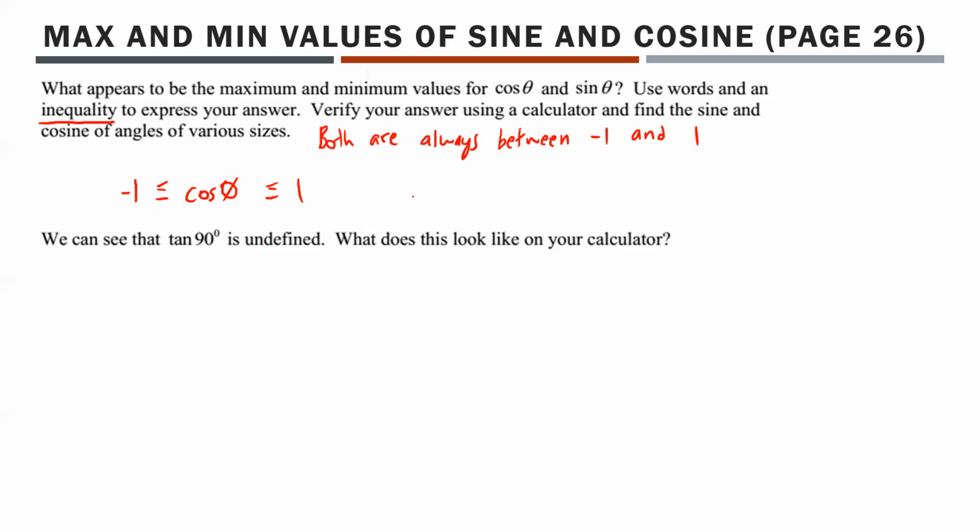And of course, we have to write it for sine as well. So we'll say -1 is less than or equal to sine theta, which is less than or equal to 1, right? So that's using an inequality.